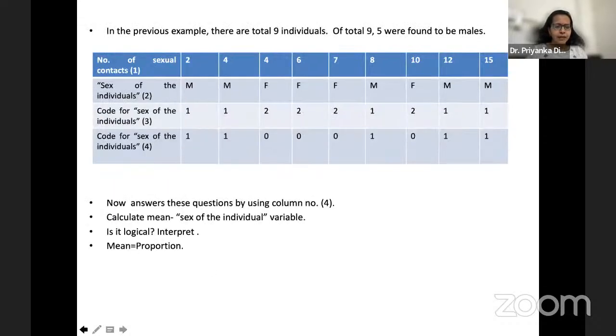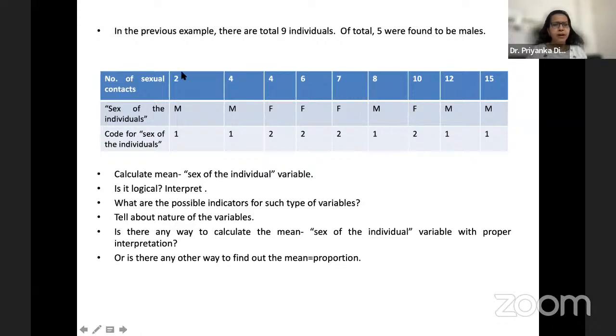Okay, should I give this information? Now let's say we got additional information: the sex of the individual. Someone else has informed how many of these 9 individuals are male and how many are female. So I have prepared the second information, male, male, female, female, like that. For the purpose of analysis, I have given codes. If the person is male, I have given 1. If the person is female, I have given 2. So this is just a code.